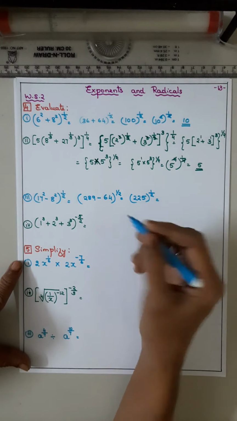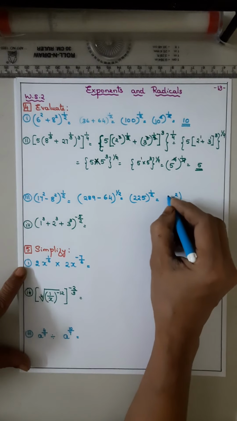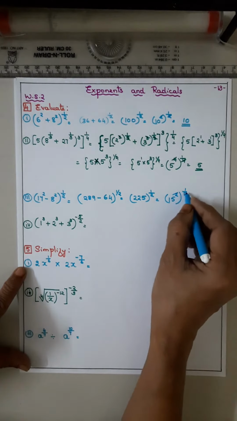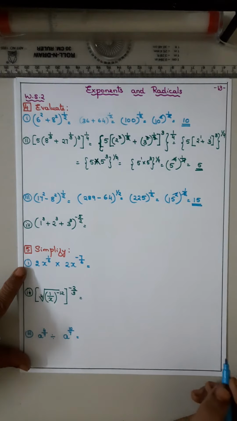Now 25 is whose square? 15 squared, isn't it? 15 squared, now 1 by 2. So this 2 gets cancelled. That is, the answer is 15.